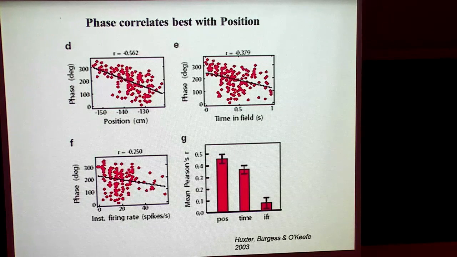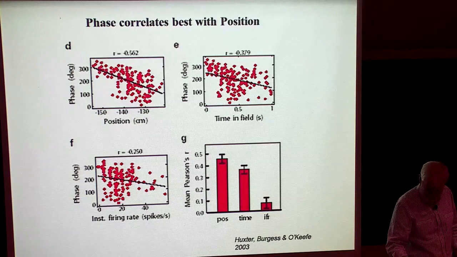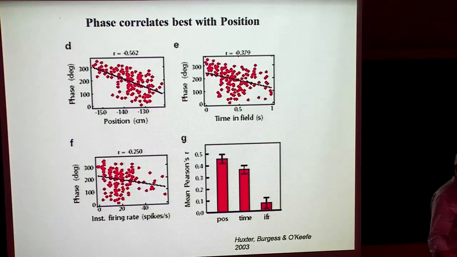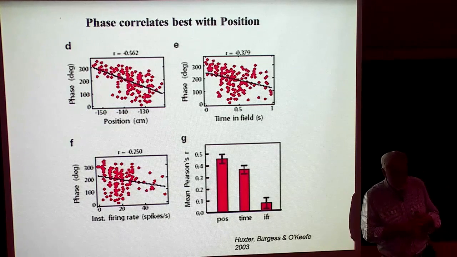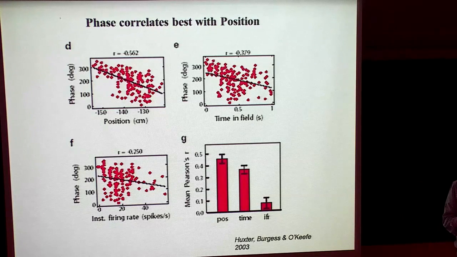What happens if the rat stops in the middle of a place field and then keeps going? It's a bugger. Another failed experiment. Good question. I mean, I've tried, actually, to get the animal to do that, to stop. Occasionally they stop and it's not enough data, right?